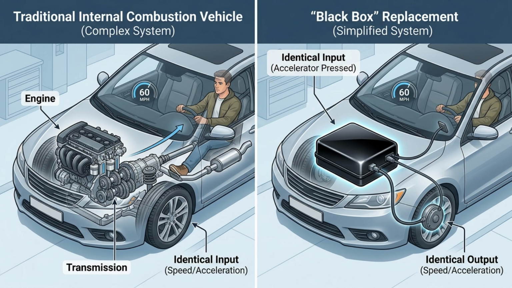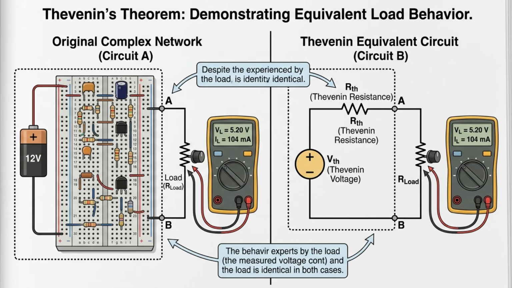Think of it like replacing the engine and transmission of a car with a black box. As long as pressing the accelerator produces the same speed response, a driver may not notice what is happening internally. The external behavior remains unchanged, even though the internal structure is completely different. Similarly, a load connected to a Thevenin equivalent experiences exactly the same electrical behavior as it would with the original network. The complexity is hidden inside a simpler mathematical representation.